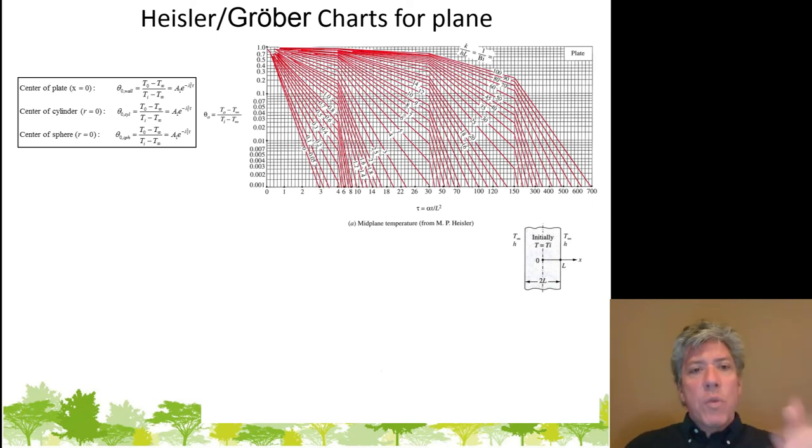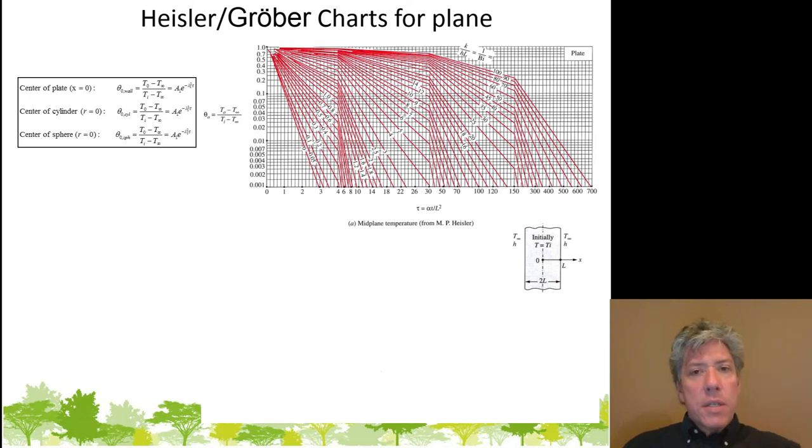It gives us that A1 e to the negative lambda 1 squared tau, and we don't have to plug any of that into our calculator. All we have to do is locate the Biot number, that tells us what line we're on, and the Fourier number, that gives us the x-axis, and we go up, read off the curve, just go to the left-hand side, the y-axis, and that gives us our center line dimensionless temperature. Be careful here, because it's actually one over the Biot number. So you calculate the Biot number, and then you invert it. That tells you what line you're on.